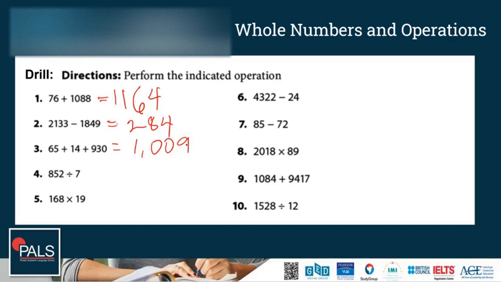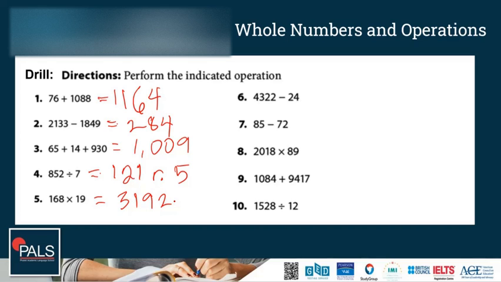Number 4, 852 divided by 7. The answer is 121, remainder. Okay, there is a remainder of 5. Number 5, 168 times 19. The answer is 3192.